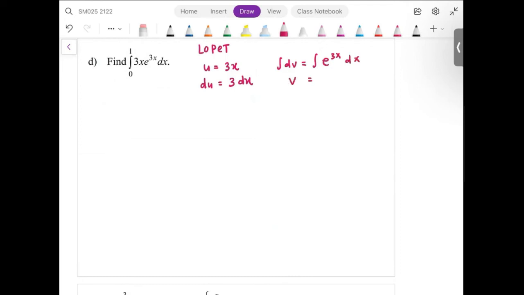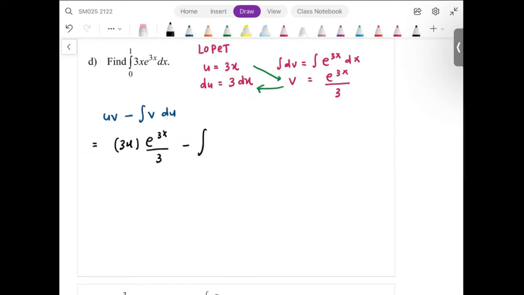Integrate this up, we will get exponential to the power of 3x over 3. So, settle this up, you may substitute one by one into the formula. Remember, our formula is uv minus integral of v du. So, substitute one by one, we will get now 3x times e to the power of 3x over 3 minus integral v du. So, we have e to the power of 3x over 3 times 3 dx.